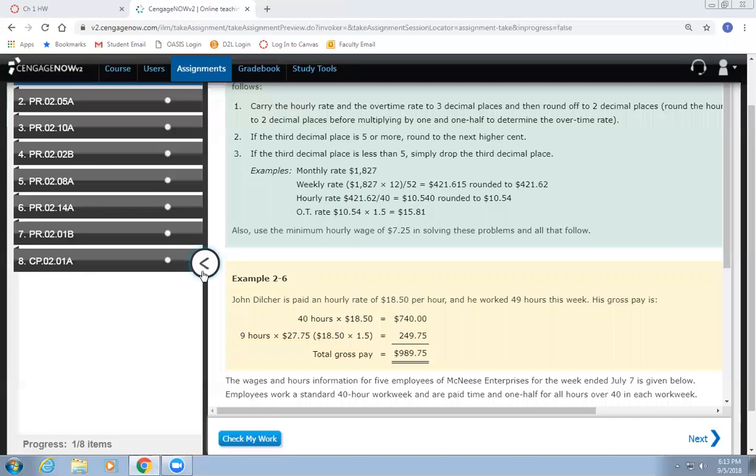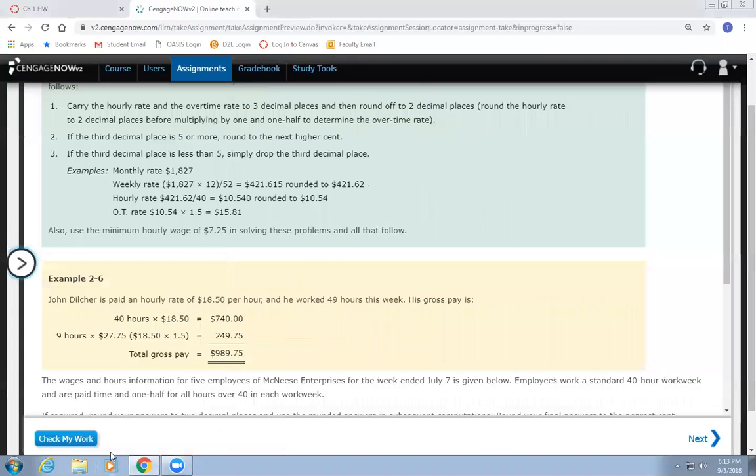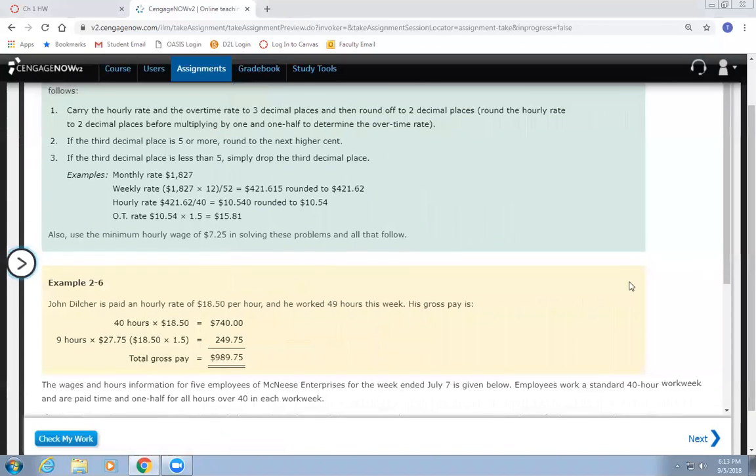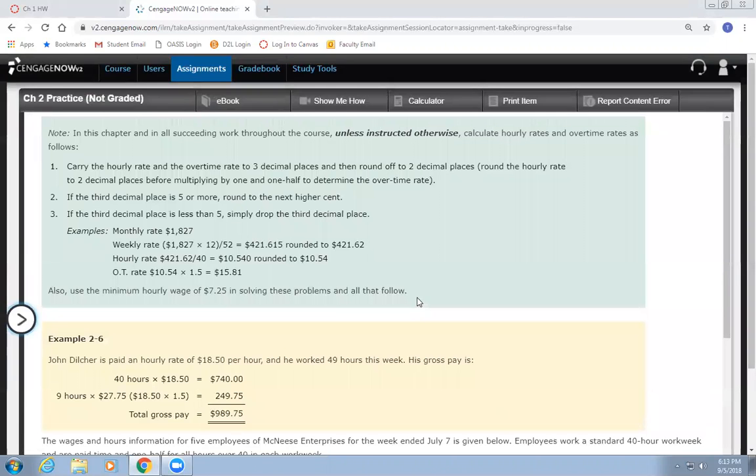Okay, so we have about 8. We'll see what we get through tonight. But I thought we'd go over examples in class together and kind of give you a better idea of what you'll be doing on your homework.